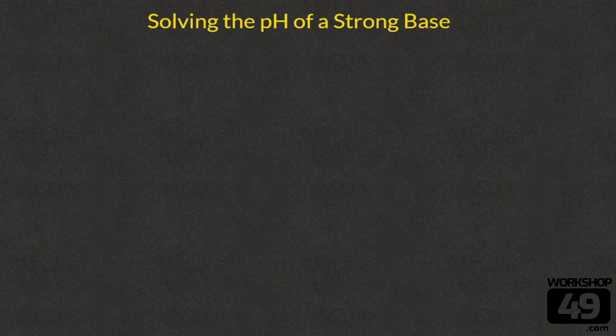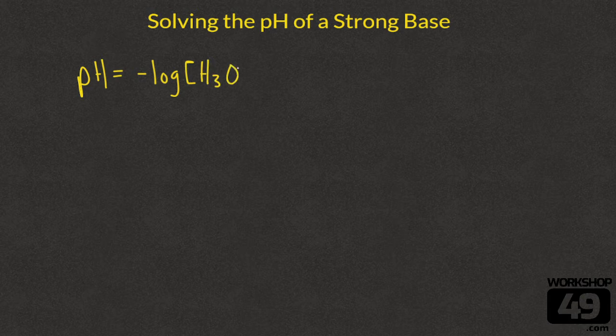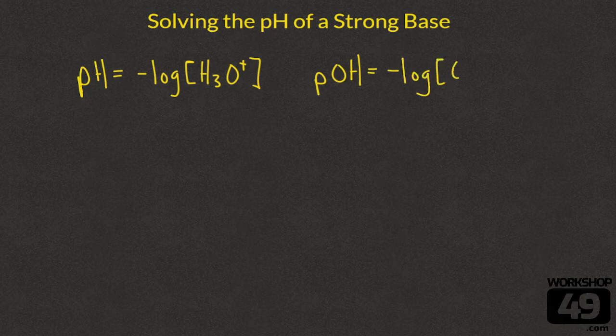Today we are going to be solving the pH of a strong base. Now, typically, when we solve the pH of a substance, we're using the equation pH equals the negative log of the concentration of H3O+. But when we're working with strong bases, there's no H3O+ for us to be dealing with. We're working with hydroxide. So what we're going to do is use a second equation that's called the pOH, and it equals the negative log of the concentration of hydroxide.